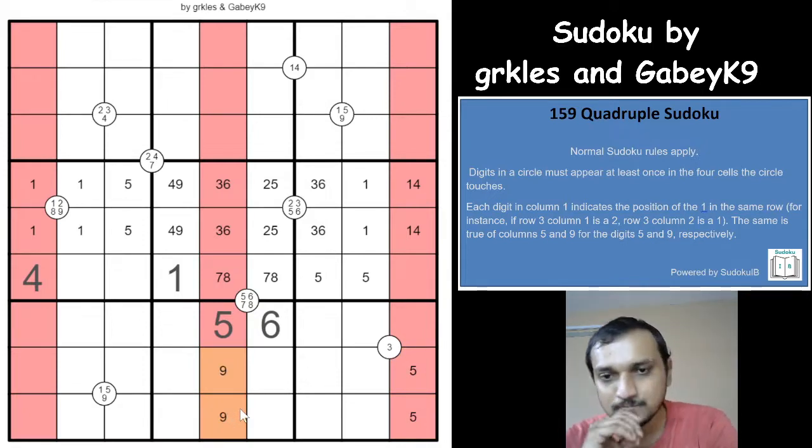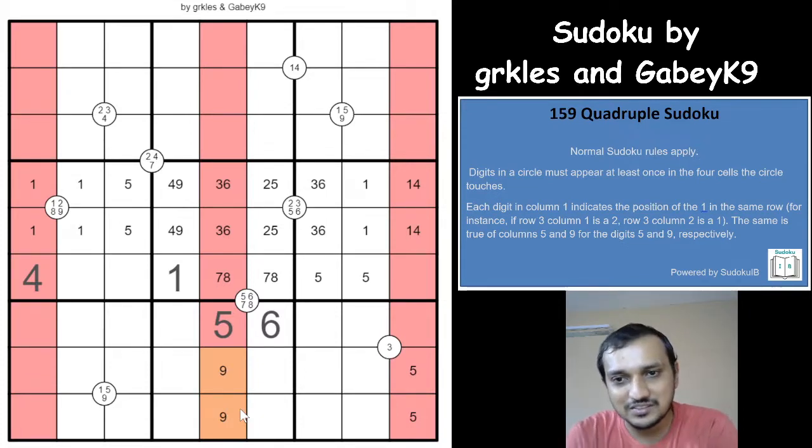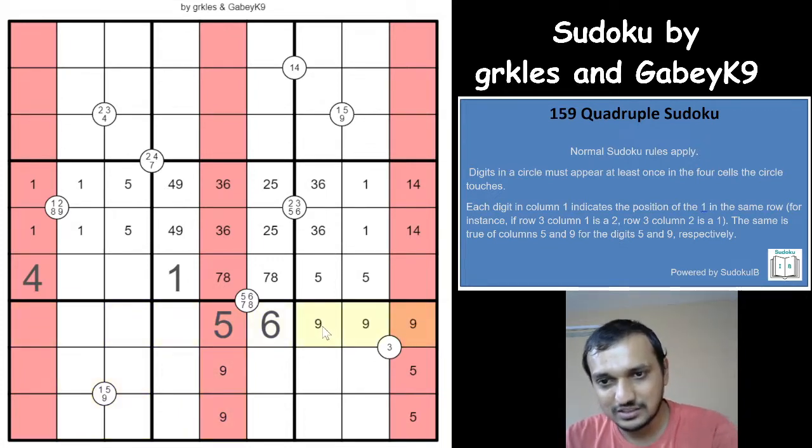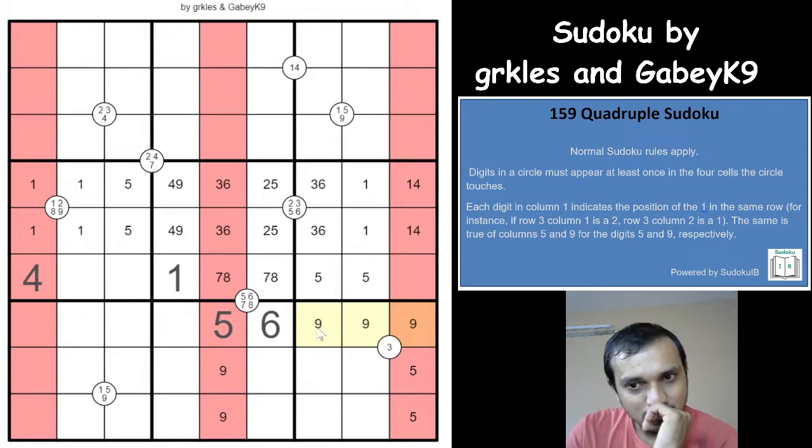Okay, guys, that is awesome. I am really loving this. Amazing. And which means one of the 9's would have to be here, other 9 would have to be here. So in this column 9 would have to be in one of these 3 cells. Okay, if you have a 9 here, that is fine. If you have a 9 here, this would be 8. If you have a 9 here, this would be 7.